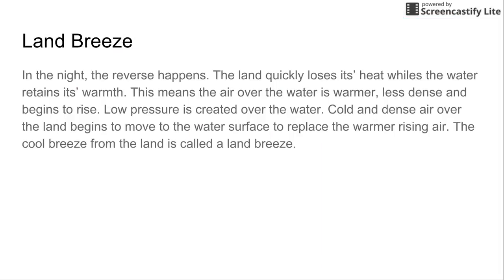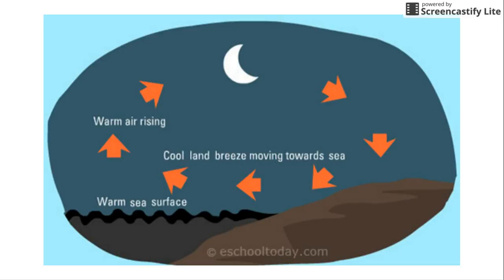In the nighttime, the reverse happens. The land loses heat a lot faster, while the water will retain its warmth, which means that the air over the water is warmer, less dense, and begins to rise. Low pressure is created over the water. Cold, dense air over the land begins to move, and you end up with a land breeze. So if the breeze is coming from the land, it's called a land breeze because that is the origin of that breeze. And it looks something like this.